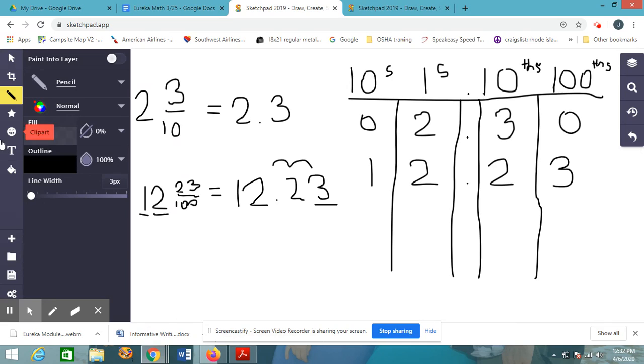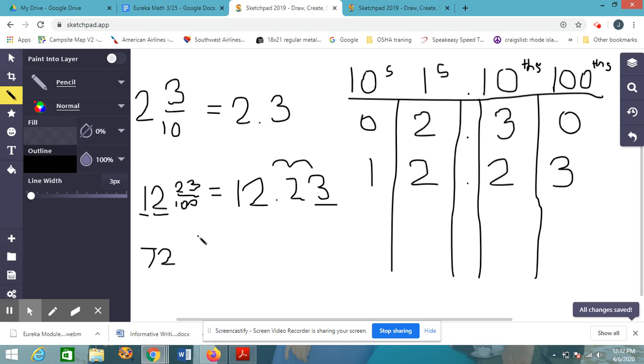So let's look at one more. We'll do one more together. How about a bigger number? I'll do 72 and 60 hundredths. Well, this should be pretty easy to put into the place value chart. Let's go. How many tens do we have? We have 7. How many ones do we have? 2. Decimal. And then 60 hundredths.